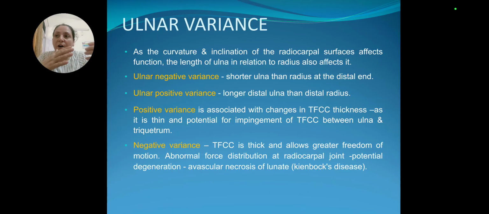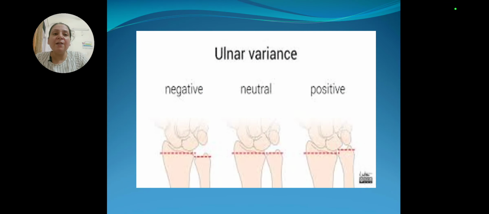So you have heard of AVN of lunate, Kienbock disease. In that condition, the reason this lunate is not able to get the supply is because the TFCC central part is not getting good supply. That's why. Fine. So you can see this ulnar variance.